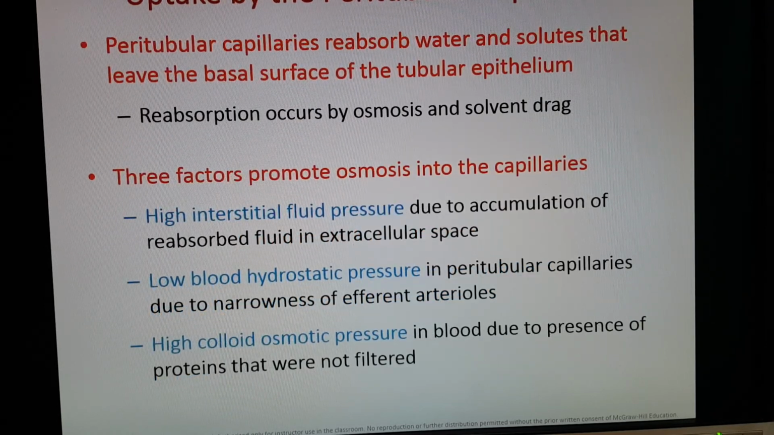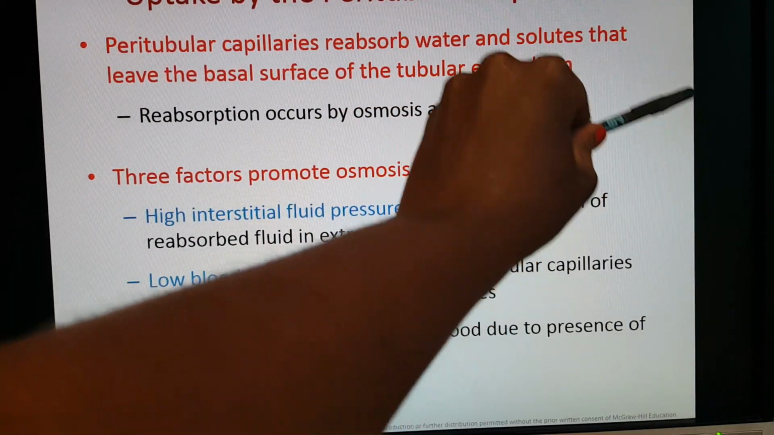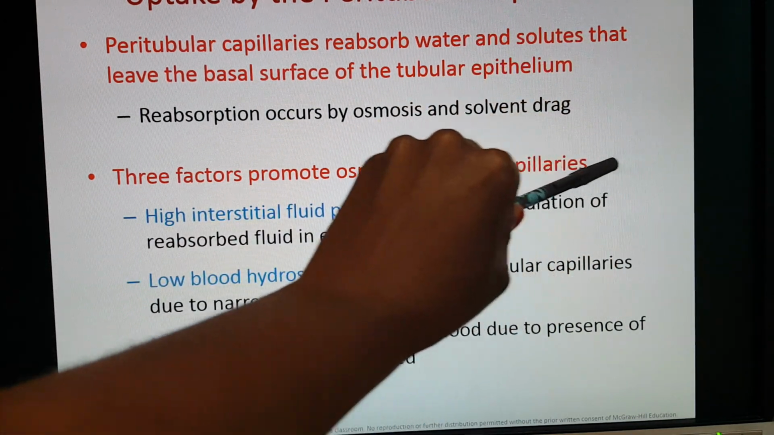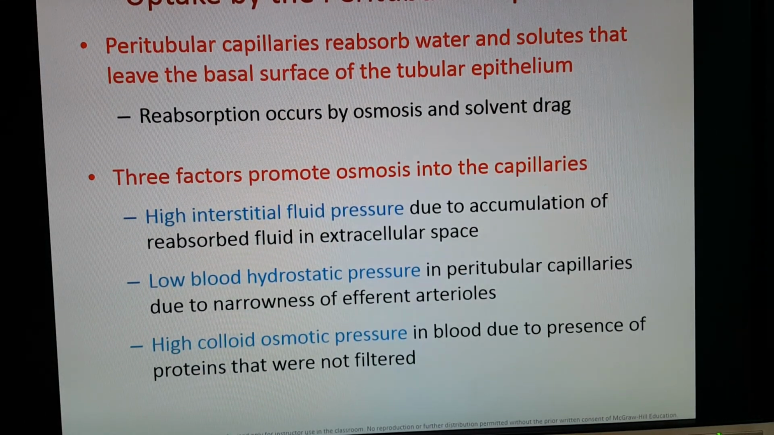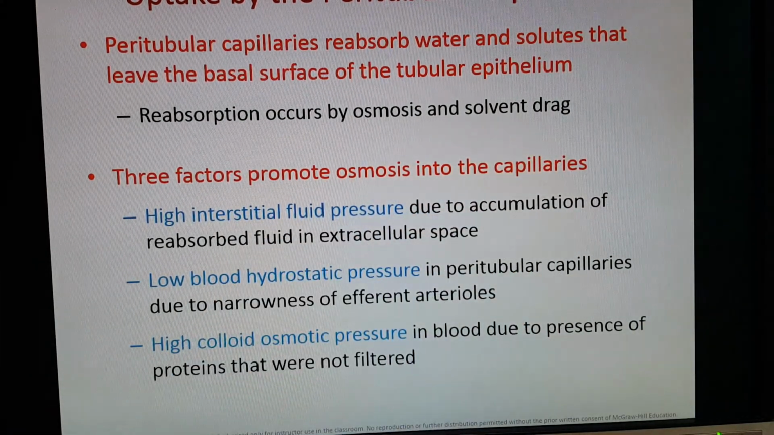The peritubular capillaries reabsorb water that leaves the basal surface of the tubular epithelial cells. So you remember our cell where we had, say if this was the tube, and then these are the endothelial cells, so bringing the water back out. So it's through osmosis and solvent drag. So there are three factors that promote osmosis of water into the capillary. So we've gone from the tube through the endothelial cells, and now we're into the capillaries.